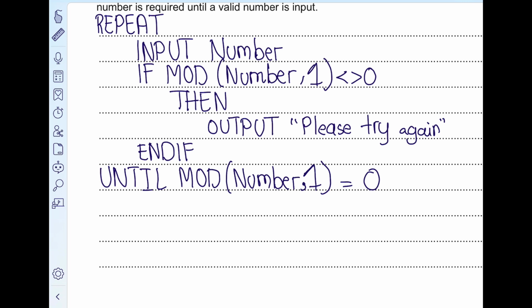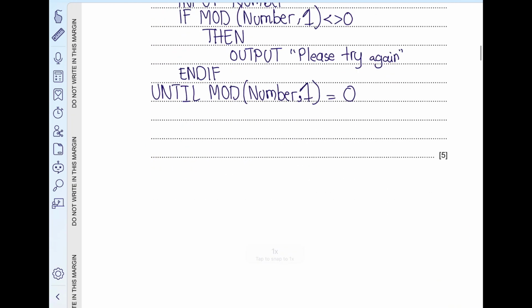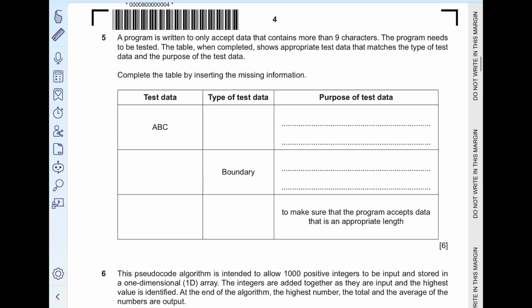If there is no remainder, the program terminates. But if there is a remainder, that means that it is not an integer, and then you'll have to give the user an output message that you have made an error and try again. All right, now let's move on to the next point, which is question number 5.